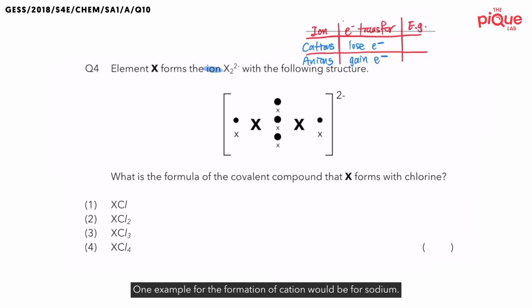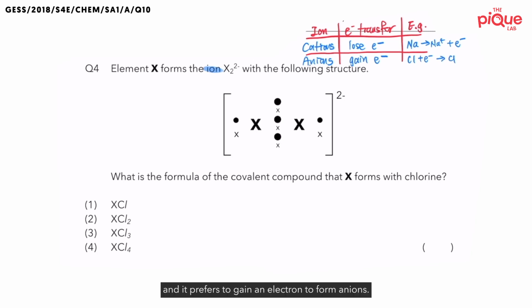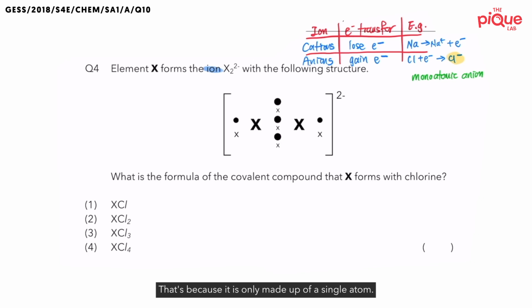One example for the formation of cation would be sodium. Sodium is a metal and it prefers to lose electrons to form the Na+ cation, whereas chlorine is a non-metal and it prefers to gain an electron to form anions. Now, if you look at the structure of Cl-, this is actually an example of a monoatomic anion. Why do you think it is called monoatomic anion? That's because it is only made up of a single atom.